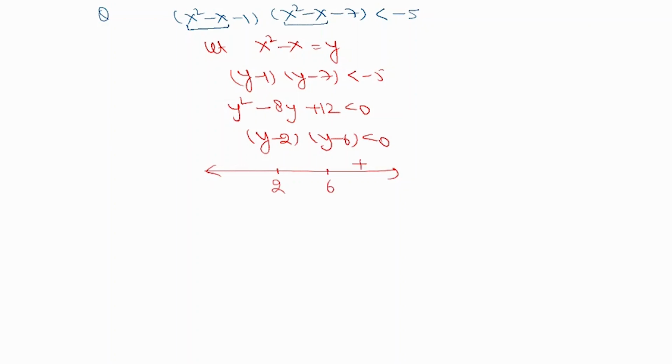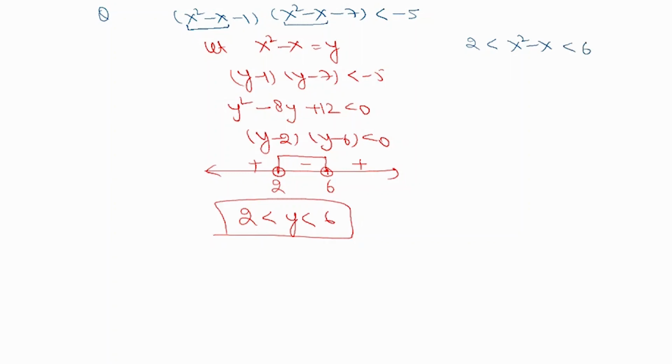So plus, minus and plus. I need less than 0, which is minus, and both not included. So here the condition I'll get is the value of y should lie between 2 and 6. Now mind it, we need to solve the question in x, not in y. So what I'll actually do is I can write 2 and this is x square minus x is less than 6.